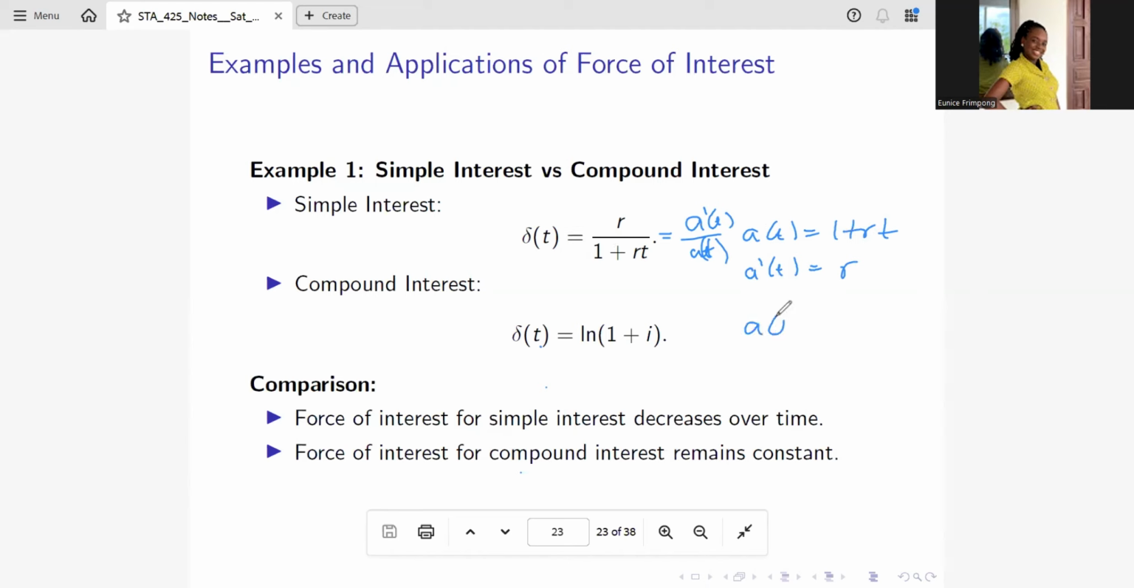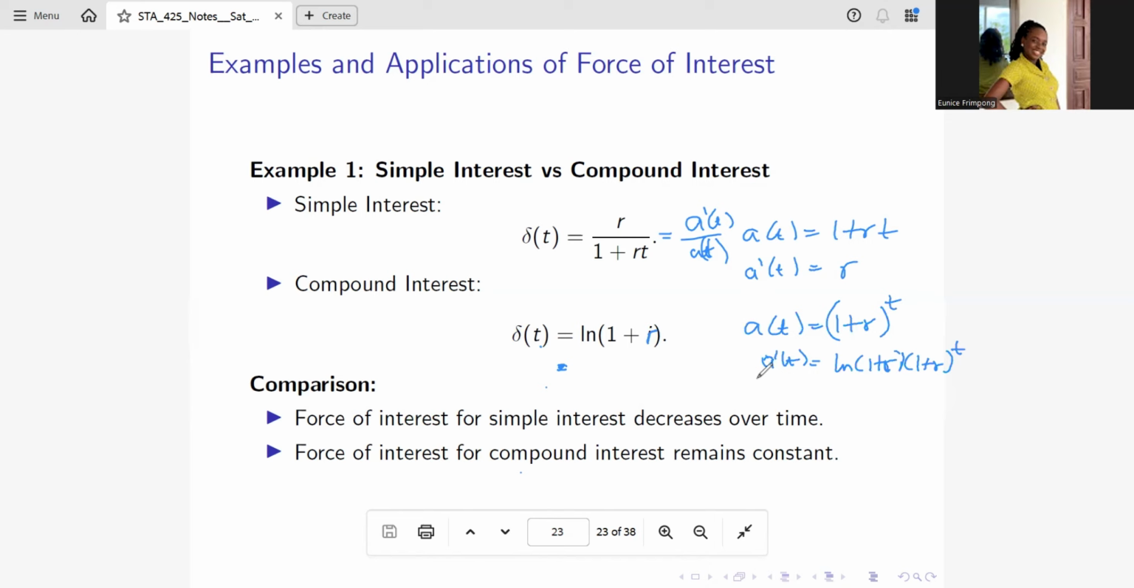The accumulation function for compound interest is 1 plus r all to the power t. Okay, so when you differentiate this, you should get ln(1 plus r) times (1 plus r) to the power t. Sorry, we should have used r here. I don't want the confusion. So we're expecting that this is going to be equal to, using the formula, the first differential, which is this, okay?